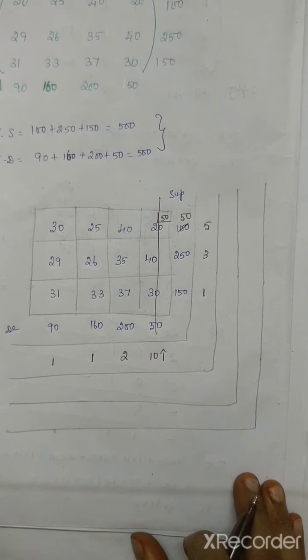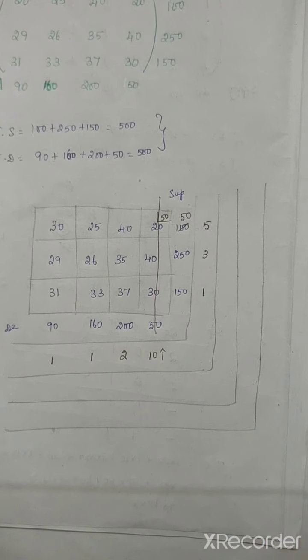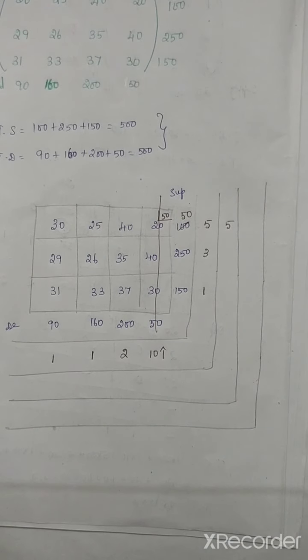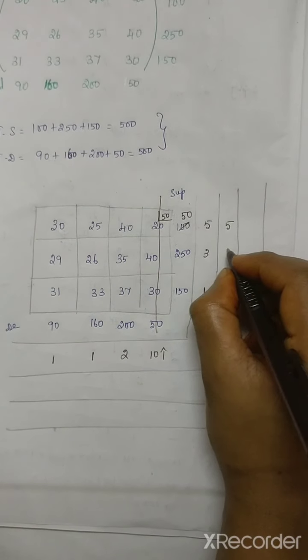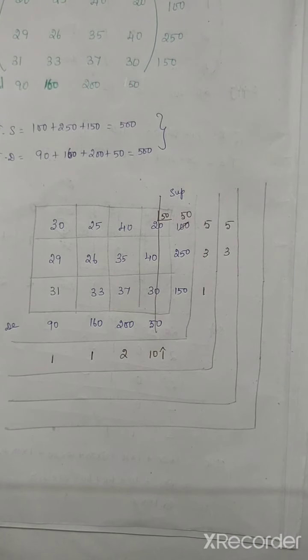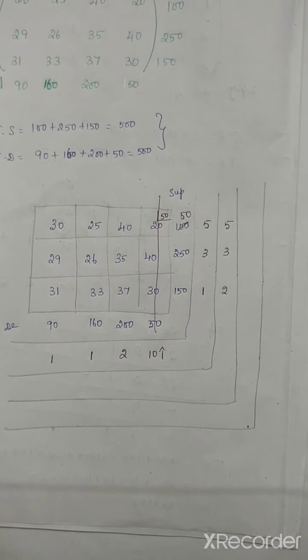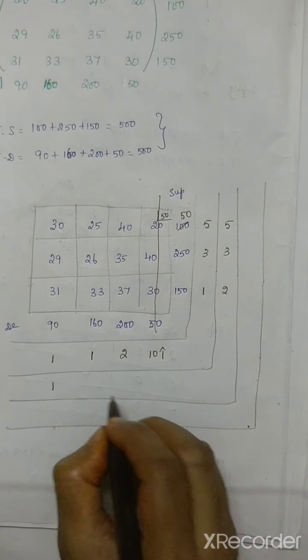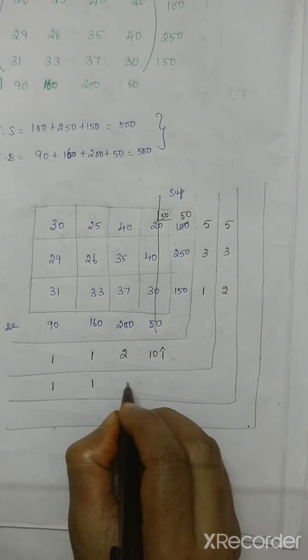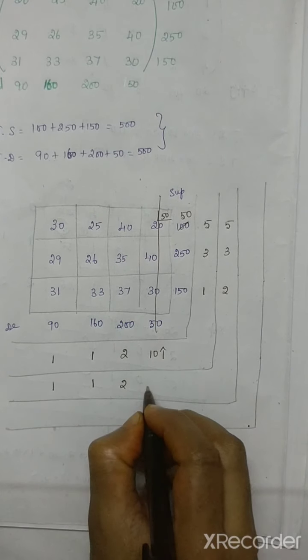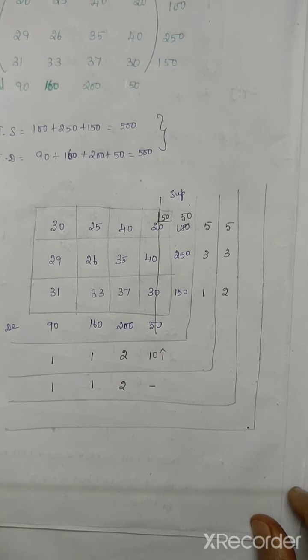So again you have to come with the penalty value. For the first row, 25 and 30, so the difference is 5. Second row, 29 and 26, so the difference is 3. Third row, 31 and 33, so the difference is 2. Similarly, column wise, the first column, 30 and 29, so difference is 1. 25, 26, difference 1. 35, 37, so difference is 2. For this you have to put dash. Here the maximum penalty is 5.